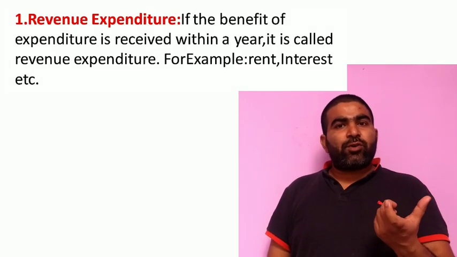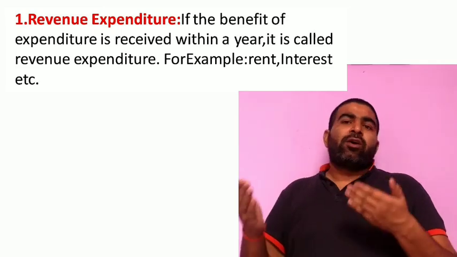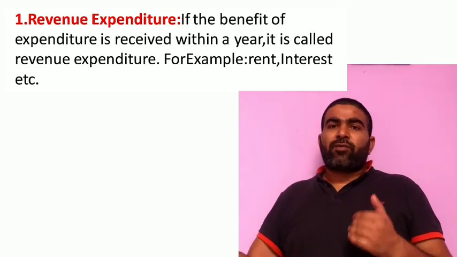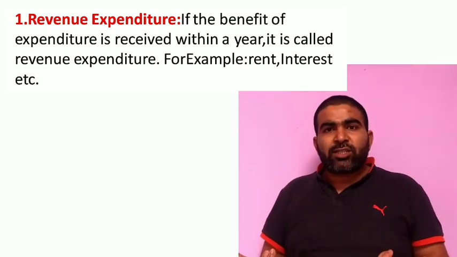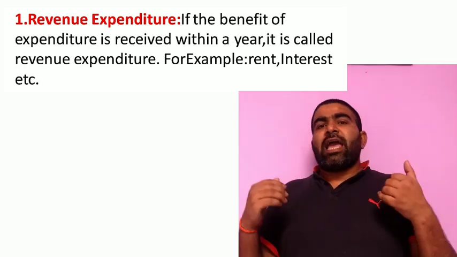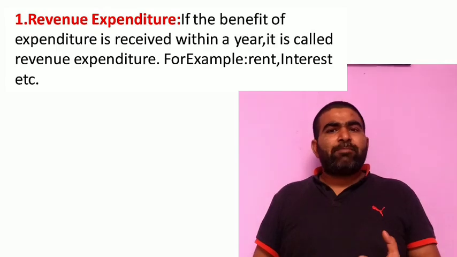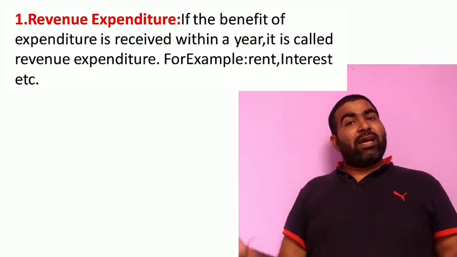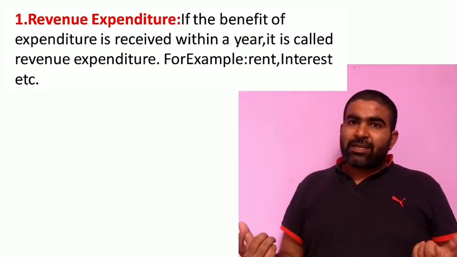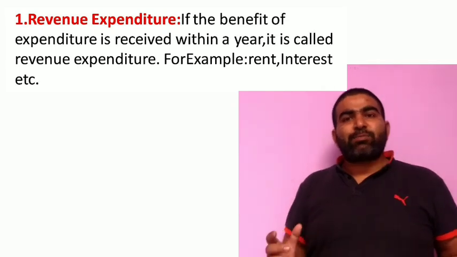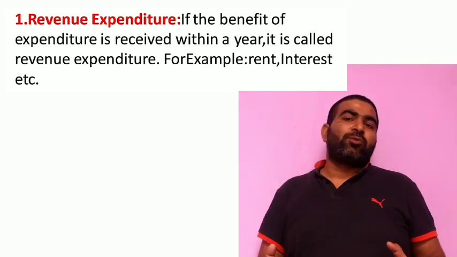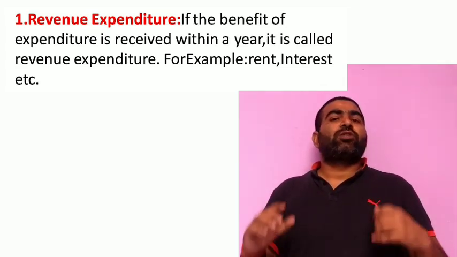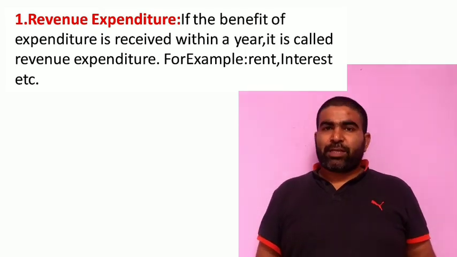In revenue expenditure, revenue always shows a transaction which is used in business for a short period of time, within 12 months. So any payment made for short-term benefit, which provides a benefit within 12 months, is known as revenue expenditure. It is a payment related to short-term benefits, less than 12 months, to the business.